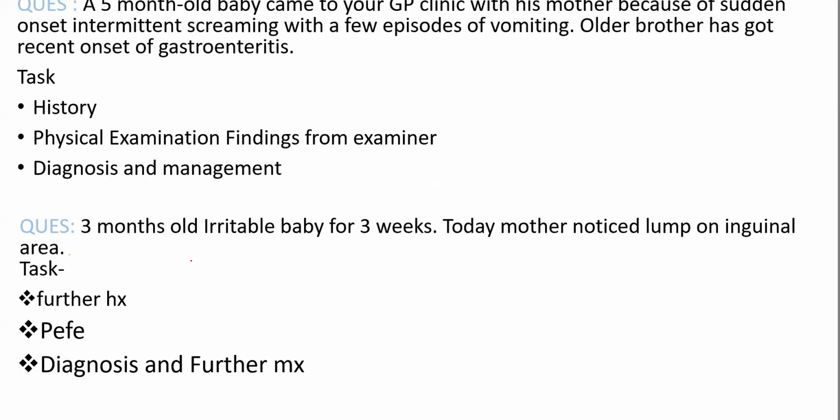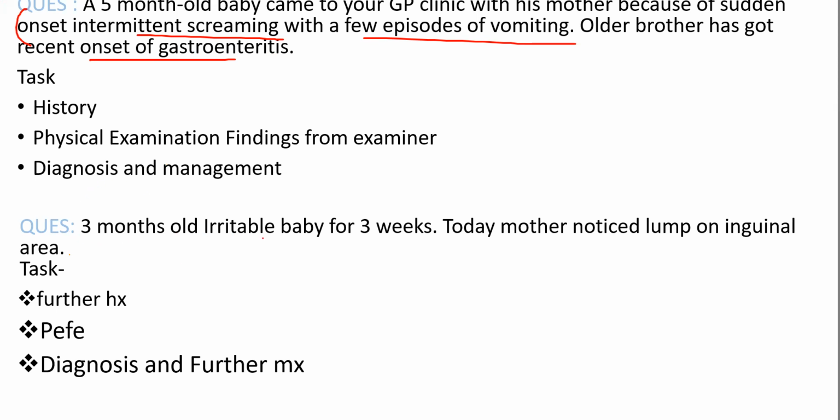Great. Next one is incarcerated hernia. So two kinds of questions are here. A 5-month-old baby coming to your GP clinic with his mother because of sudden onset intermittent screaming with a few episodes of vomiting. Older brother has got a recent onset of gastro. So sometimes even this screaming can come with incarcerated hernia. It's not always that it is intussusception, right? Because it looks exactly the same question, but the diagnosis is different.